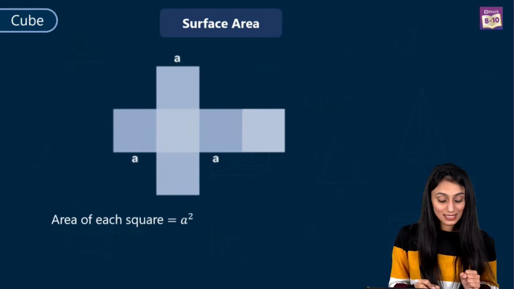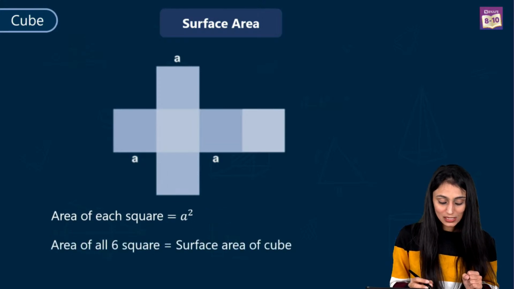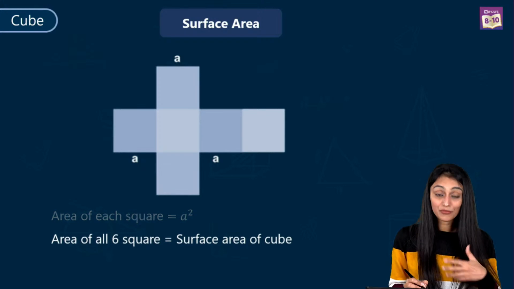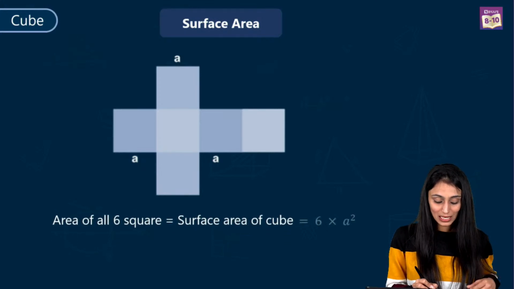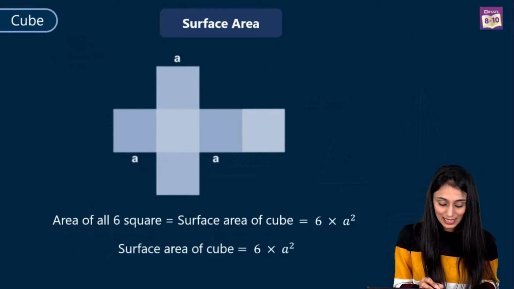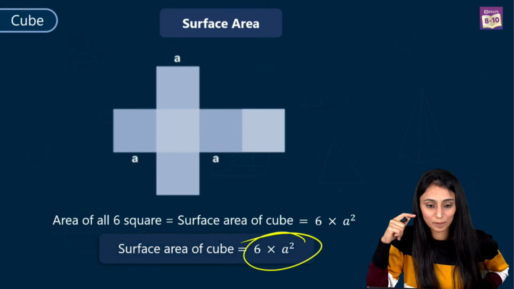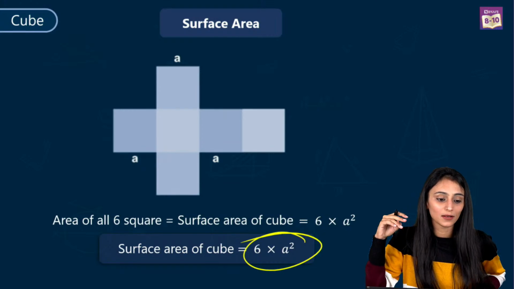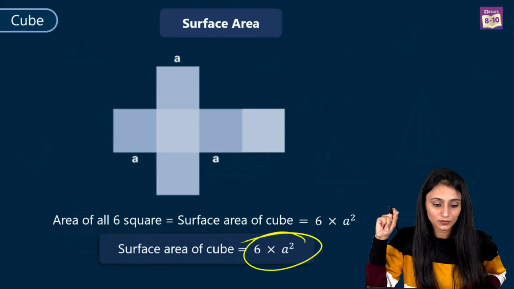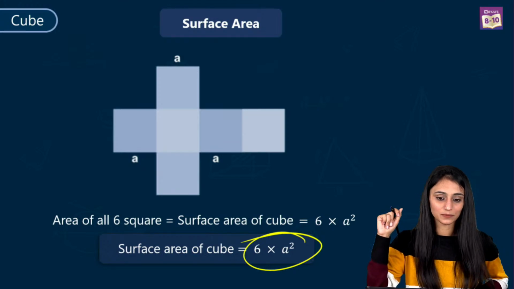Since I have got 6 squares over here, total surface area, I mean surface area of a cube in that case, is going to be 6 times A square. So that's 6A square. That's how we find out the surface area for a cube. Right. Total surface area is 6A square, correct? All right.